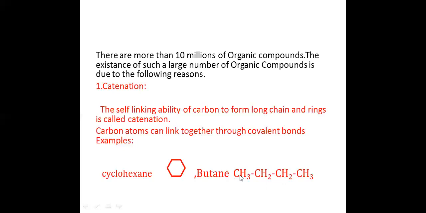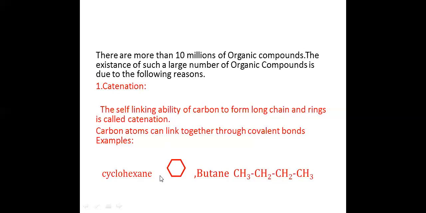As it has four carbon atoms, we use "but", which comes from four. So the name of the compound is butane. Carbon can also form rings. You can see one, two, three, four, five, six. It is a six-carbon compound, and as it is in ring form, it is called cyclohexane. Hex comes from six, so it is composed of six carbon atoms. That's why it is called cyclohexane.